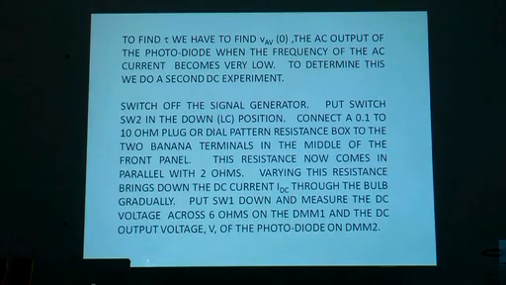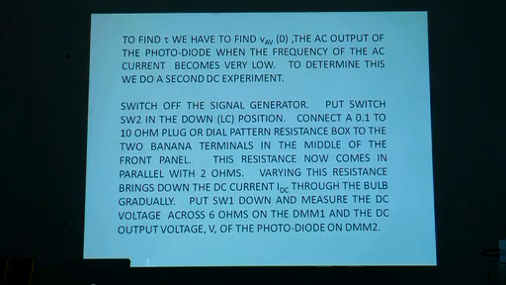So the AC part is over. Now I have to find tau. To find tau, I have to find V average 0, the AC output of the photodiode when the frequency of the AC current becomes very low. To determine this, we do a second DC experiment.